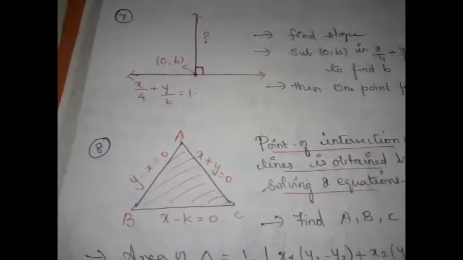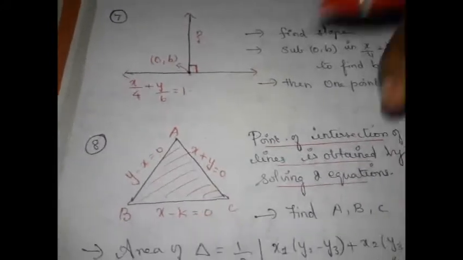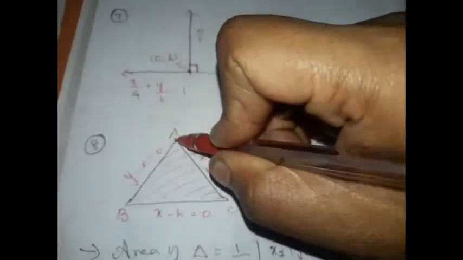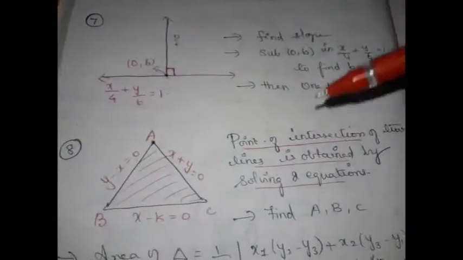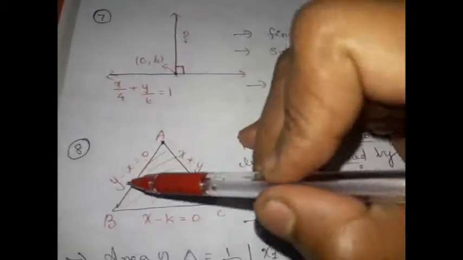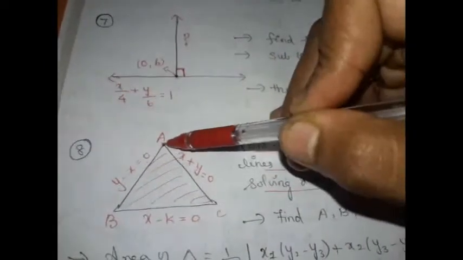So to find the area, we need the three vertices, right? So how will you find A? Now A is the point of intersection of this line and this line. How will you find a point of intersection? It is obtained by solving those two equations. So solve these two equations, and we can find what A is.